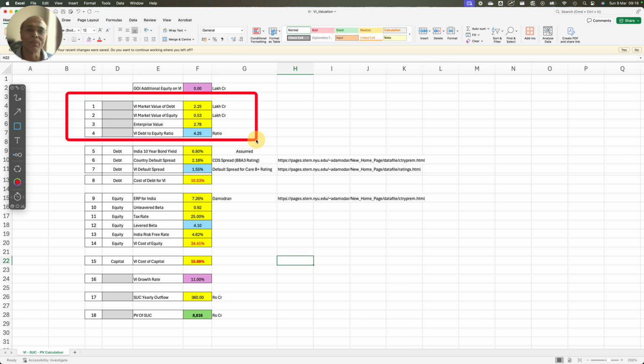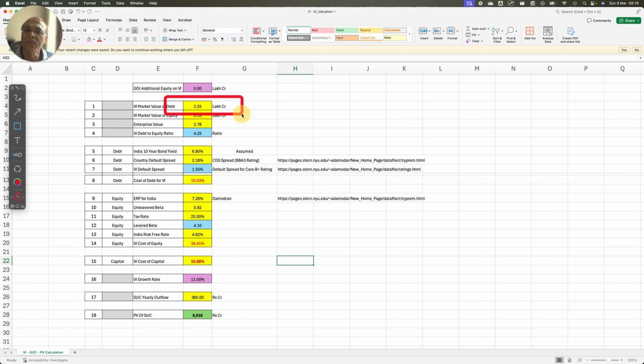Then this block is the calculation of the debt to equity ratio. Now we all know that Vodafone Idea has a market value of debt. Roughly, it is not exactly the same, but you can say the market value of debt is around 2.25 lakh crores. And then the market value of equity is around 0.53 lakh crores based on the current market valuation, based on the share price, right? So you will be able to see that. The enterprise value will be the sum of these two, which will be 2.78 lakh crores.